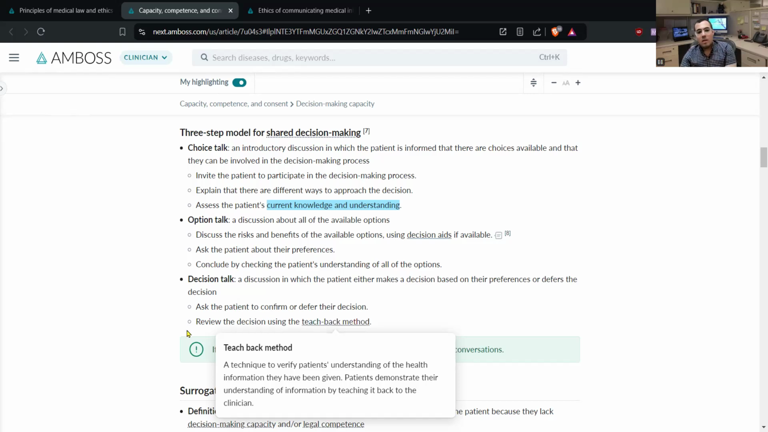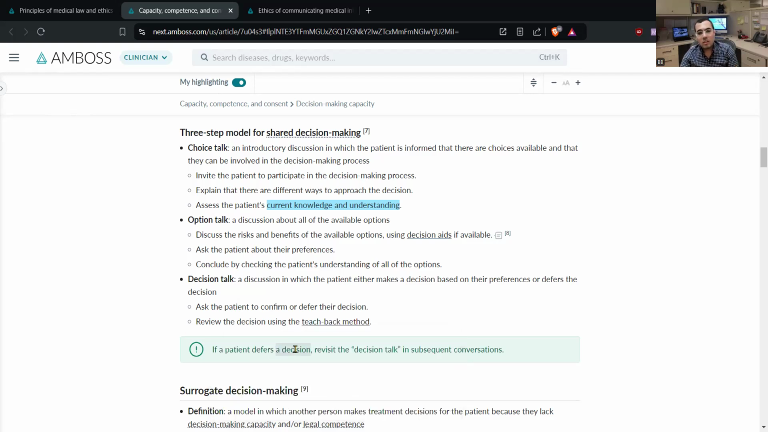If a patient defers a decision, revisit the decision talk in a subsequent conversation. Like, I think you need to stop smoking. No, I'm not going to make the decision of stopping smoking right now. Okay, enough is enough, I'm going to discuss it in further conversation.